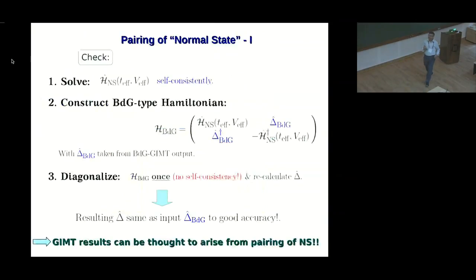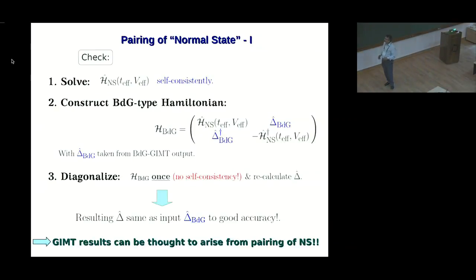So now, the results from the Gutzwiller-Bogoliubov calculations that we had done before can be thought of as a pairing of the normal state. The hint was there already, and this is part of the paper which was already written. What we did is we solved the normal state problem. I mean, I defined what is normal state. Then we construct a BDG type Hamiltonian where this self-consistent normal state is written on the diagonal block. And then we put here the solution of the full BDG solution with Gutzwiller, etc.